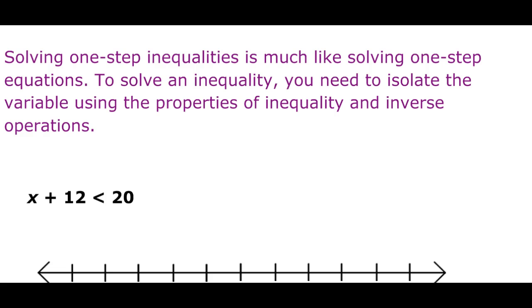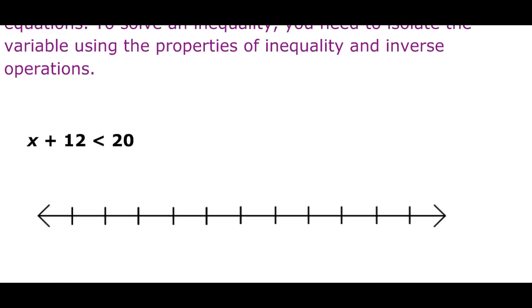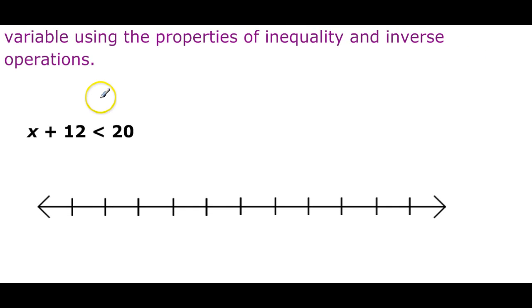Okay? It's just like solving one-step equations. You have to get the variable by itself. You isolate the variable by using the inverse operations. And as long as you do the exact same thing to both sides, you're in great shape. So let's just do a couple, all right? So remember we talked in equations about there being a wall here? Well, that wall is still here. It's just got an inequality sign stuck in the middle of it.